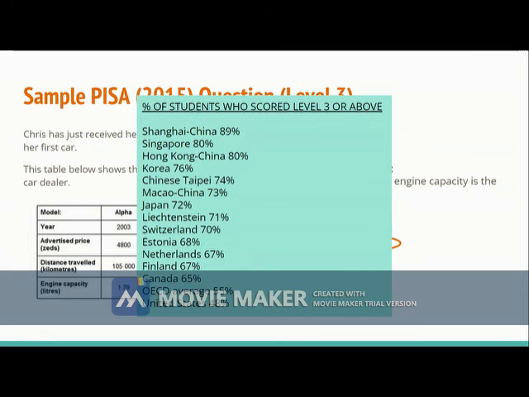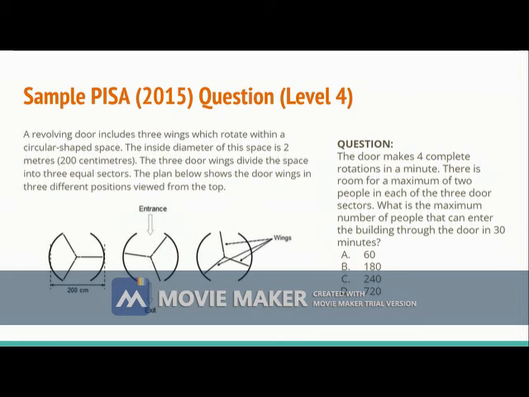So this is the final question I'm going to give to you, because if you look further than level 4, it gets extremely difficult, which is why the percentages from now on are lower, even in the higher rated countries.